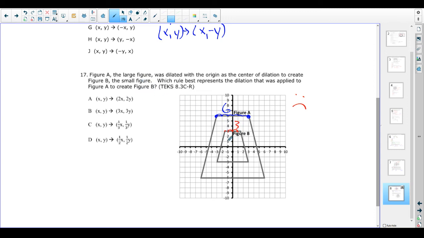And figure B, this is our new shape. The 6 comes from our old shape. And we said scale factor equal to new over old, or 3 over 6. And 3/6 simplifies to 1/2. So we can say this new figure is half the old one. Okay. So what would we multiply by? We'd multiply by the scale factor, which is 1/2. So the answer, according to the paper, is D.